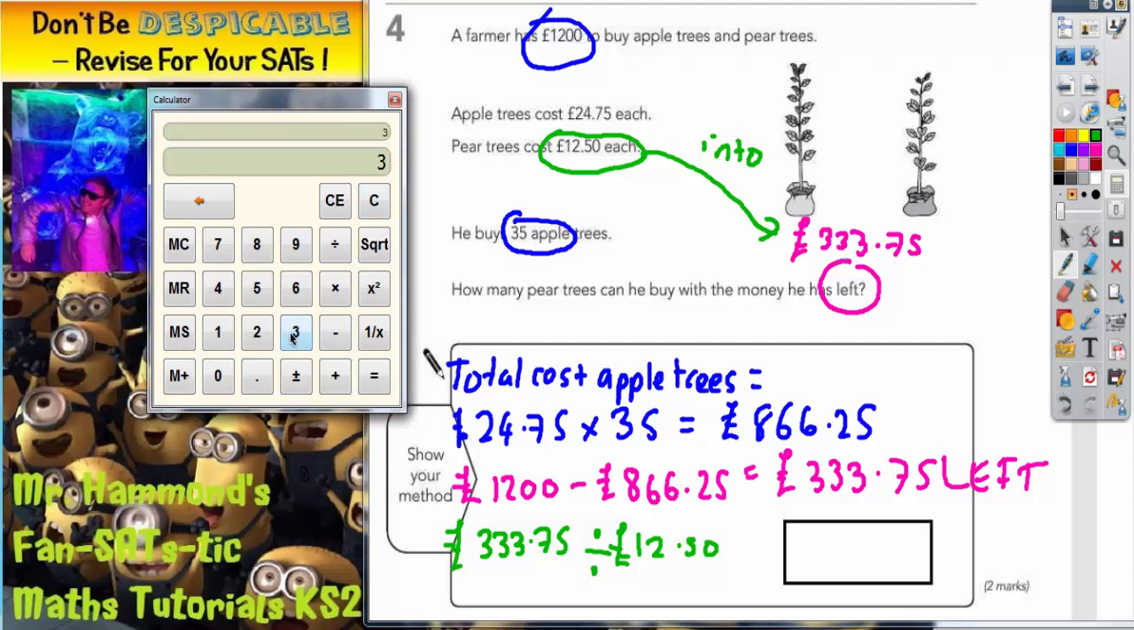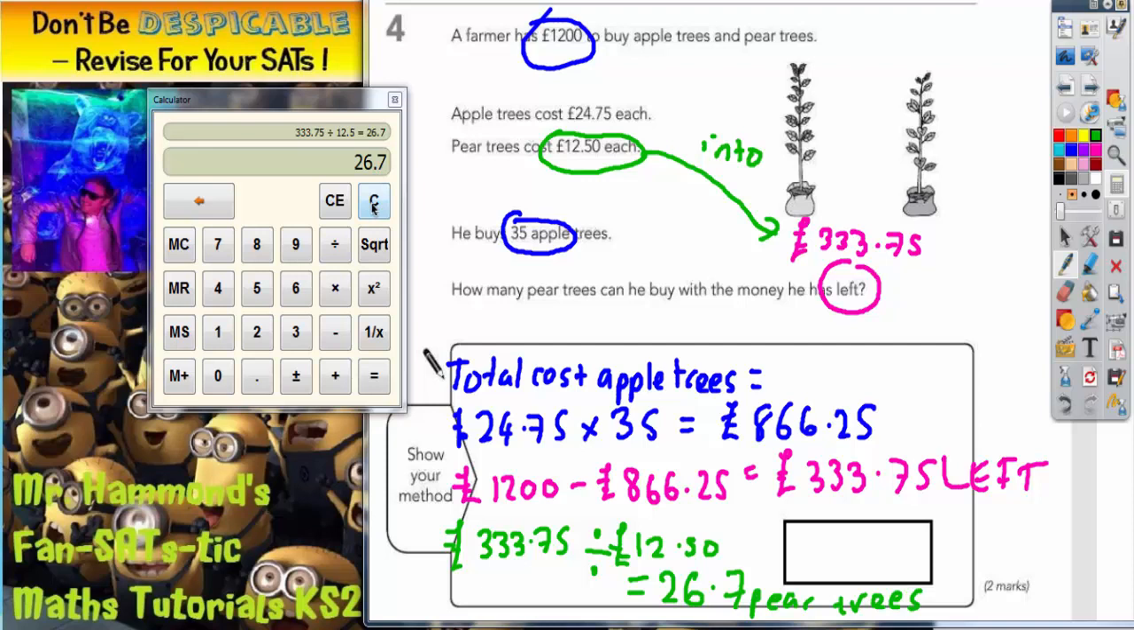So it's £333.75 divided by £12.50. And the answer says 26.7. Let's just write 26.7 pear trees.